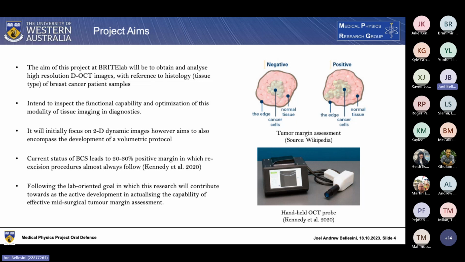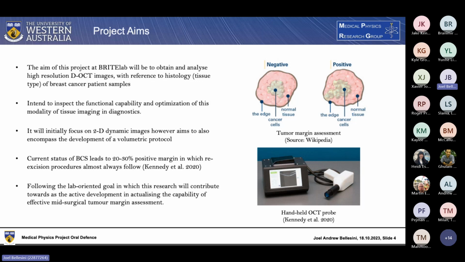Histology just means referencing the actual tissue types of breast cancer patient samples after the fact, so that we can validate tissue type based on what we're seeing in our obtained images. But the main intention is to inspect, like I said, the functional capability of this modality in diagnostics.